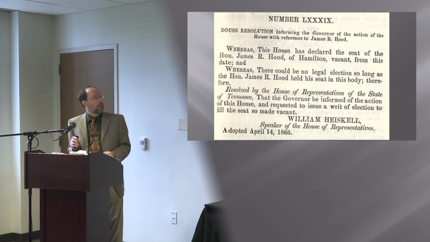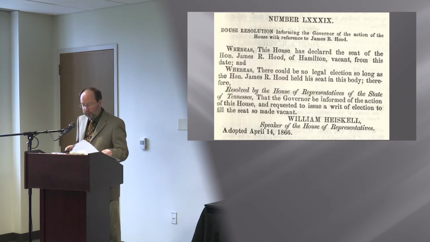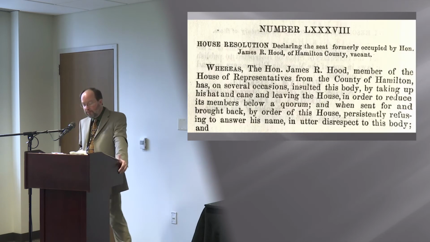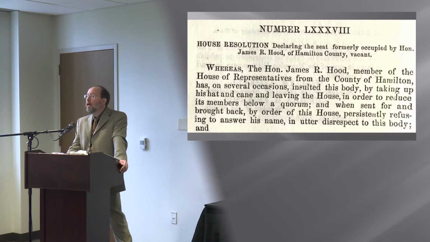And the House kept kicking out the members who weren't attending, requiring more special elections to replace those members. Representative James Hood is an interesting case because he did show up and was seated in the House. And the House then said that he has on several occasions insulted this body by taking up his hat and cane and leaving the House in order to reduce its members below a quorum.